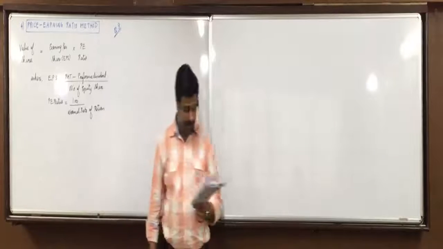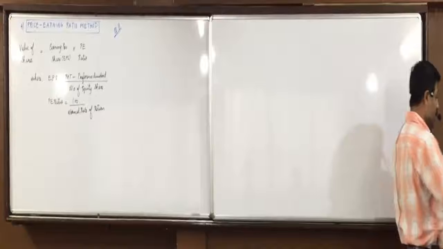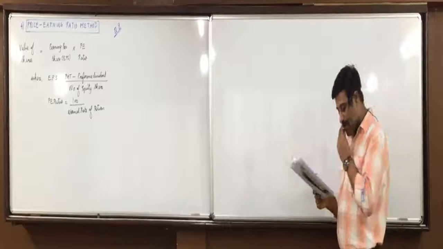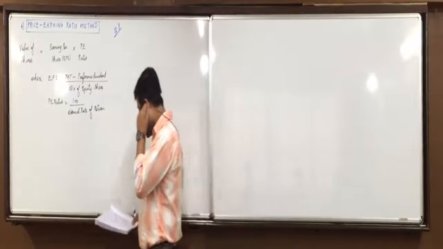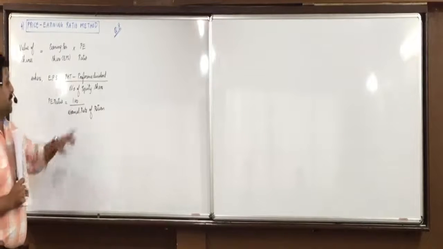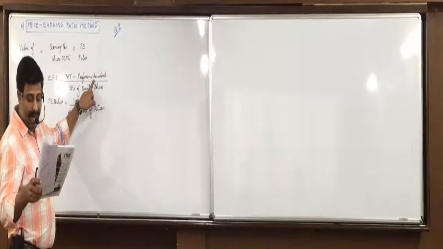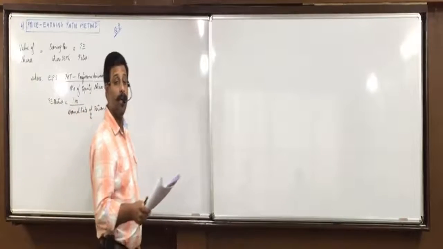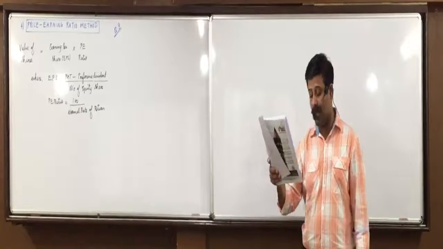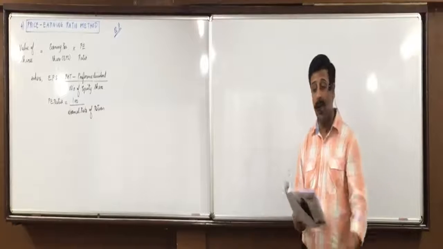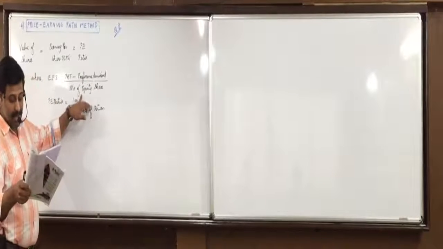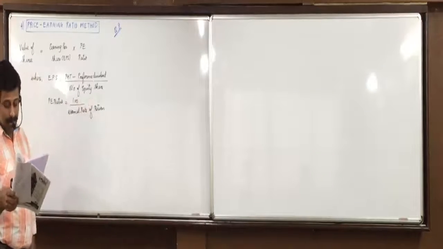Question number 8. The financial structure of a limited company is as follows. 12% preference share capital of 100 each, 10 lakhs. What will we get from this which is relevant for our solution? Preference dividend: 10 lakhs into 12%, 1,20,000. Any doubts on this? Okay, preference dividend will be 1,20,000. Equity shares of 10 each, 16 lakhs. What will you get from this? Number of equity shares. That will be 16 lakhs divided by 10, 1,60,000.